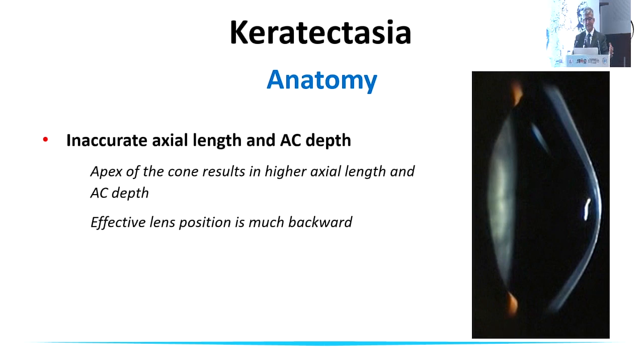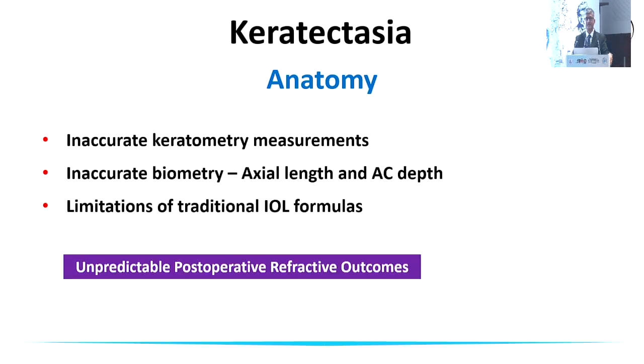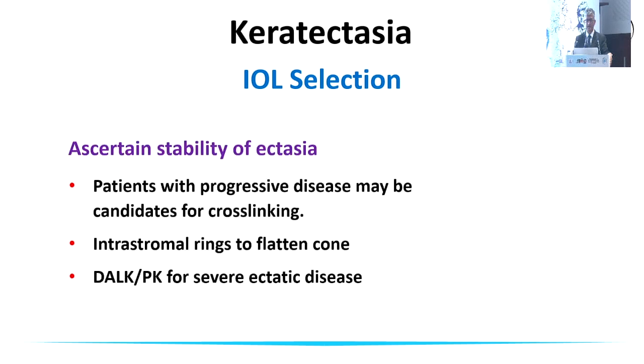The increased axial length and anterior chamber depth in particular affect the effective lens position that may also alter the post-operative outcome. If you use the standard set of IOL formulae to calculate the intraocular lens power, they usually lead to hyperopic refraction. And therefore, these patients have very unpredictable post-operative refractive outcome. So what are the solutions? What are the strategies that we can use for proper IOL selection?